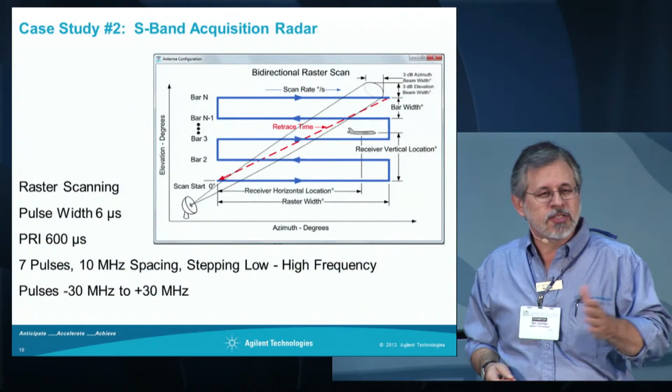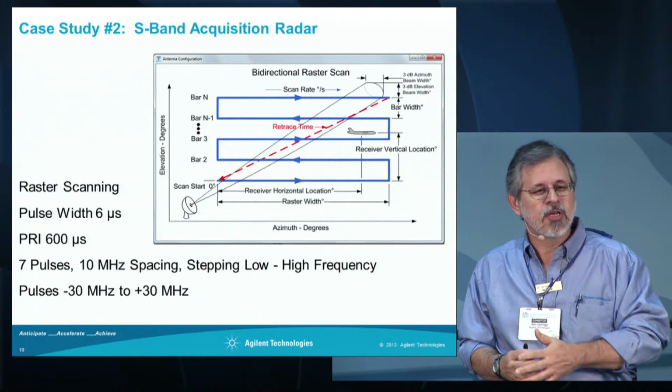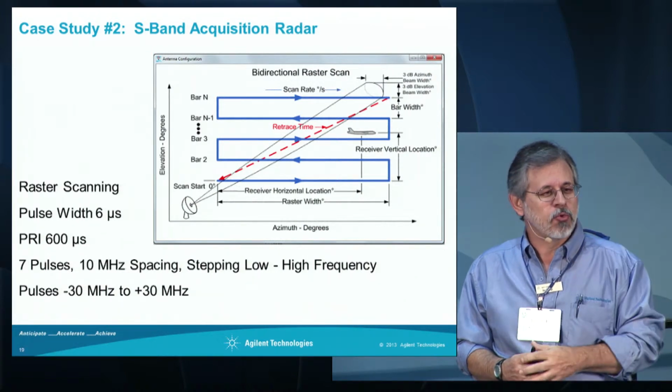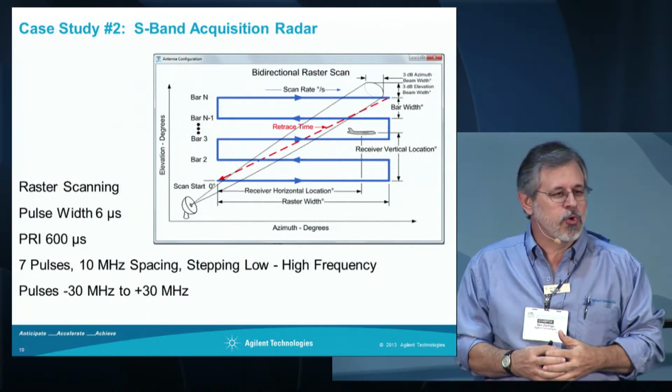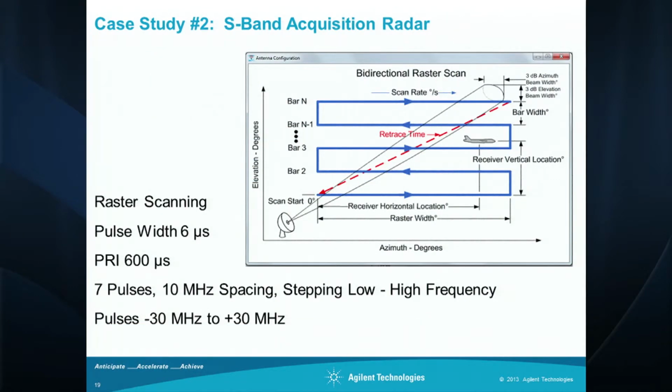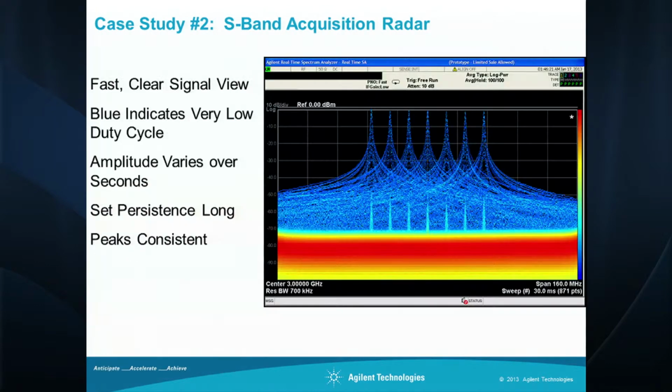The second example, a briefer one I wanted to go over, is a scanning radar. In this case, this radar is sending out 7 pulses at a 10 megahertz separation, with a short separation between pulses and then a long separation between pulse groups. And then over a period of a few seconds, the radar antenna is rotating and we get narrow peaks as we hit the main lobes and then the side lobes of the signal.